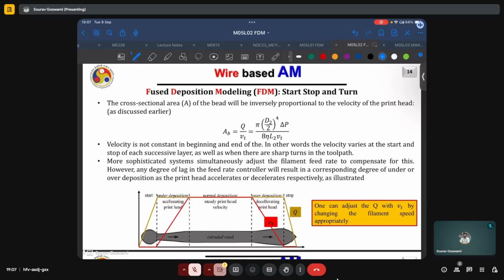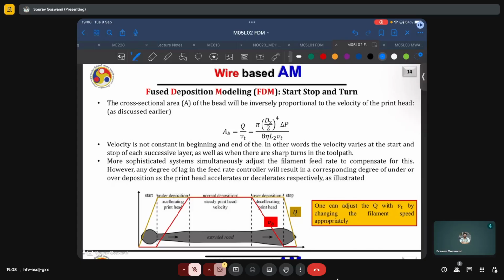The velocity varies at the start and stop of each successive layer, as well as when there are sharp turns, because of the acceleration associated with turning. Either there will be variations in velocity, that is, at a corner we want to reduce our velocity and then accelerate again, or even if we maintain a constant speed, because of the change in direction, there is still an acceleration associated with it.